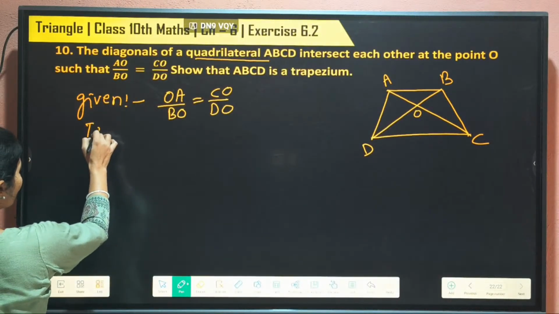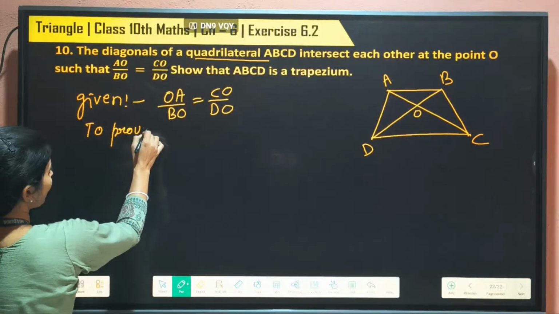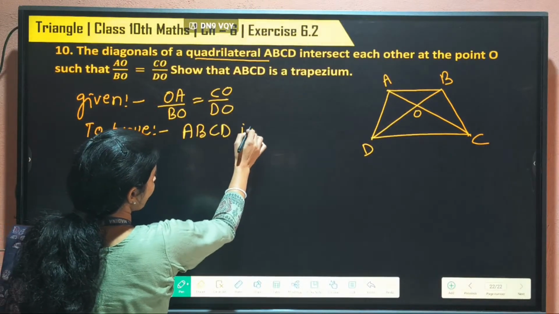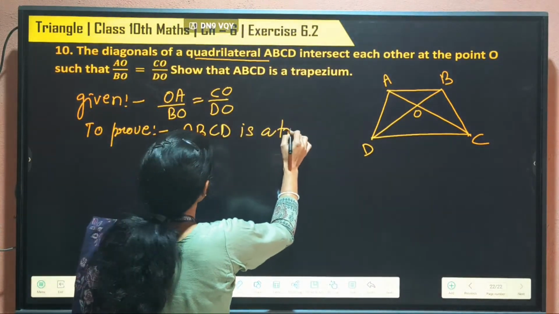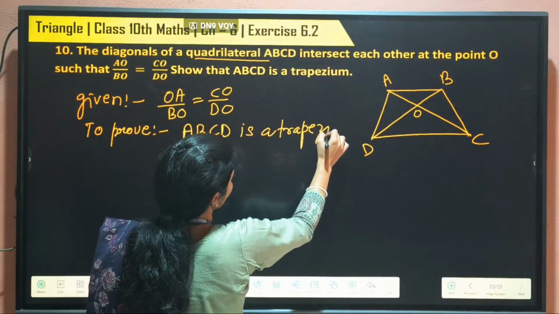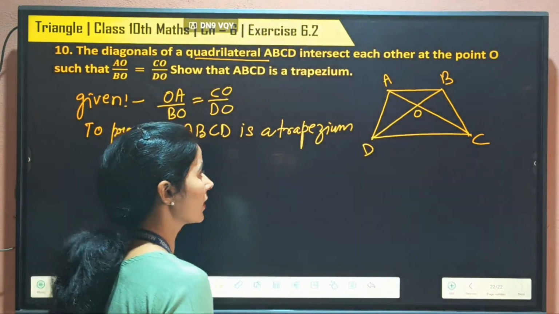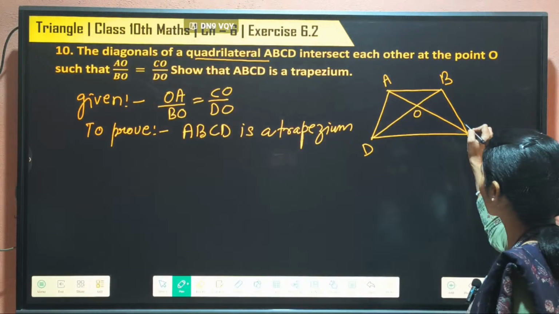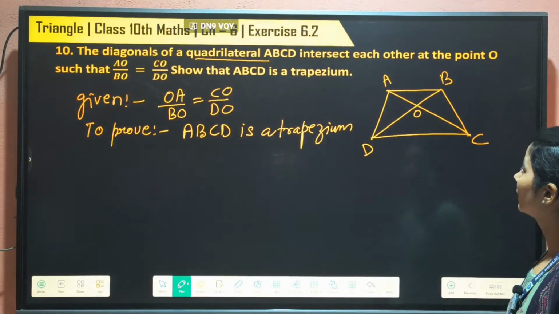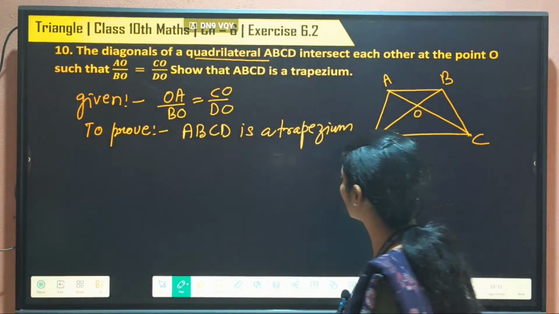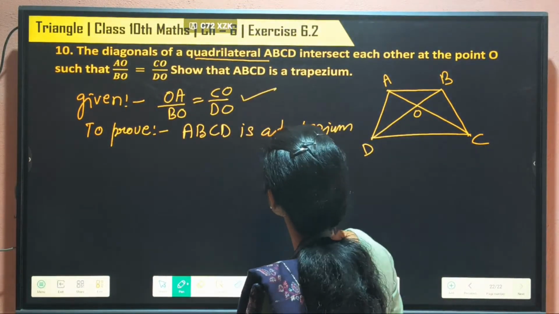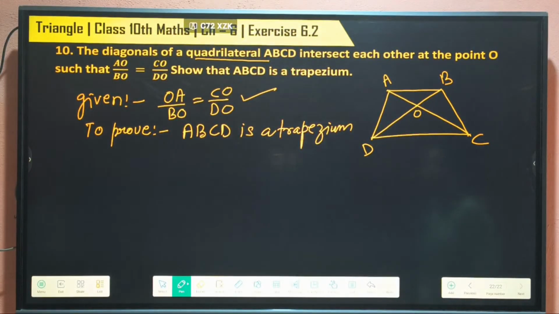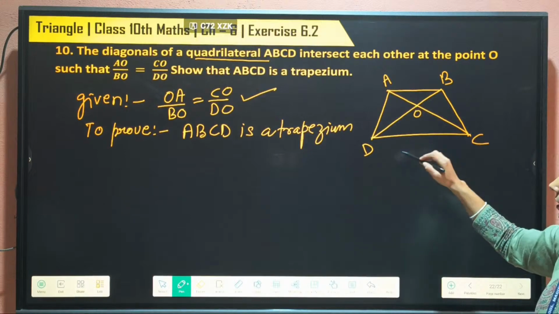And what is to prove? To prove is that this quadrilateral ABCD is a trapezium. The diagonals of this quadrilateral intersect each other at point O. Now we have to prove, and this ratio is also given to us, OA by OB equals CO by DO. This ratio we will use. We need to prove this ABCD is a trapezium.